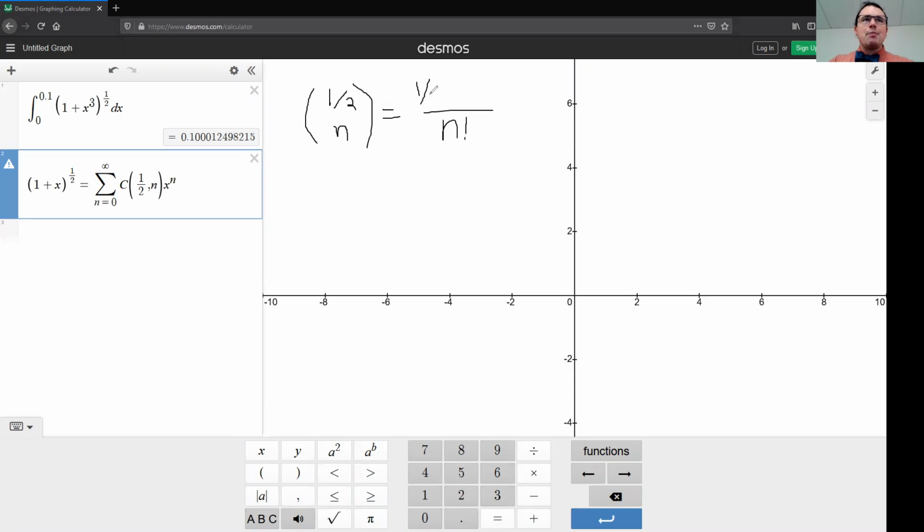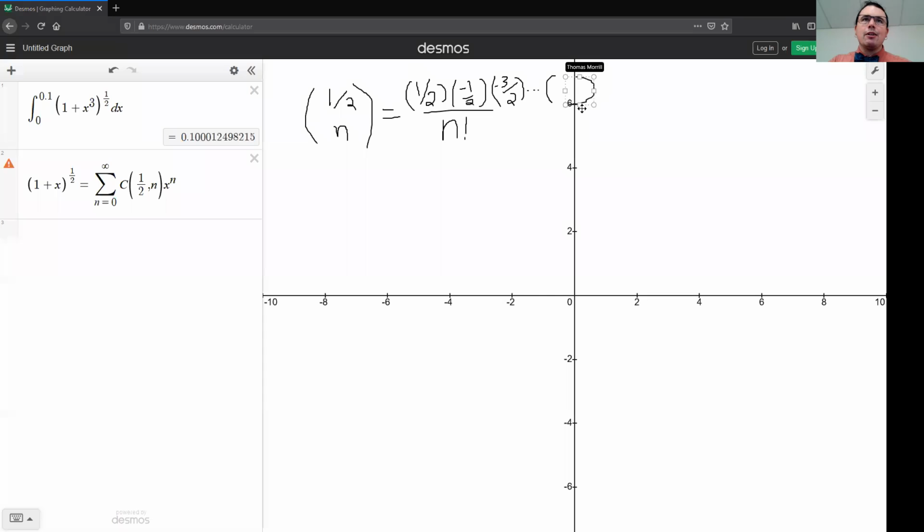And the numerator is trying to be a factorial number as well. So I'd have 1/2, and then I'd have minus 1/2, because that's the number that's 1 less than 1/2. I'd go 1 less again and get -3/2. And I just keep going until I have n different numbers in the numerator. So that would be 1/2 minus n plus 1.